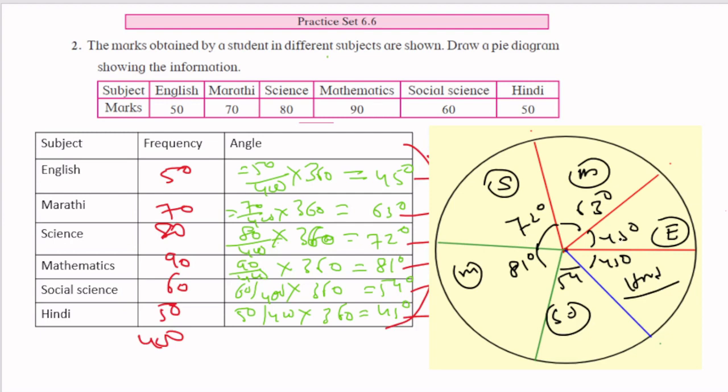The moment you look at the diagram, the highest marks you can see in which sector? In 81, maths, second science, like that. The lowest is 45: English and Hindi subjects are weak. So this is the way we can draw a beautiful pie diagram, and I hope you understood.